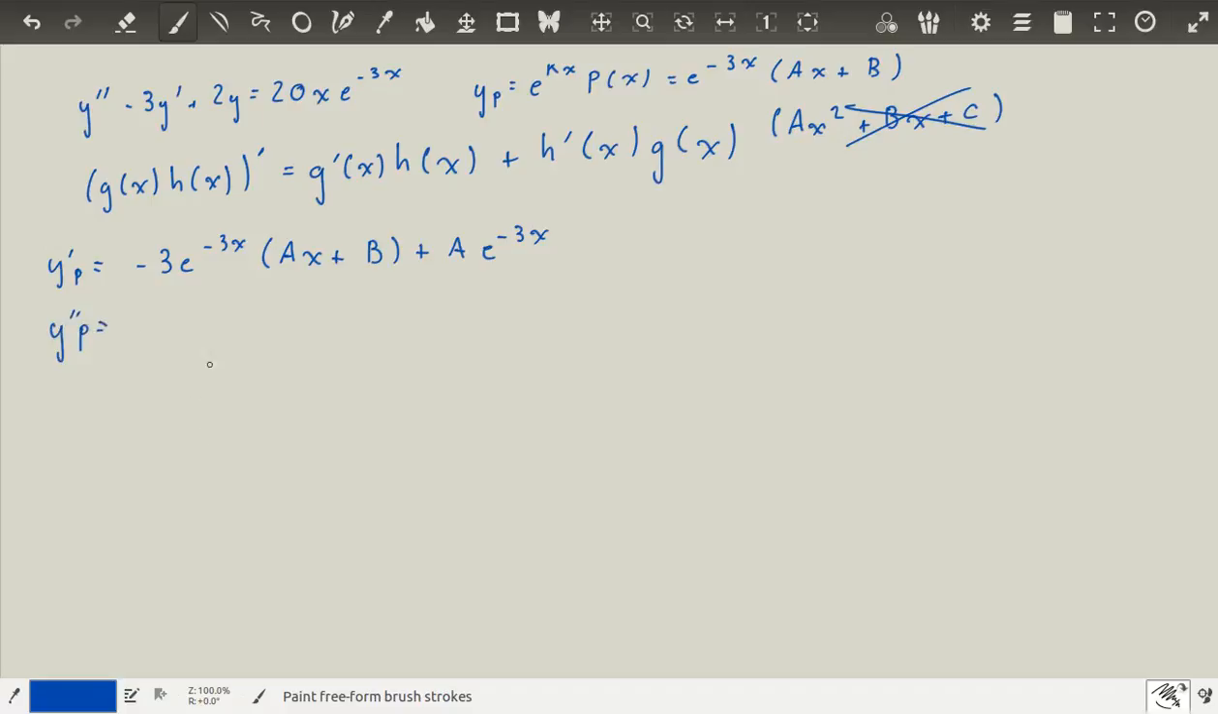And then the double derivative, I'm not going to do a step-by-step just because it's kind of gross to look at, and I don't want to confuse you more than I have to.